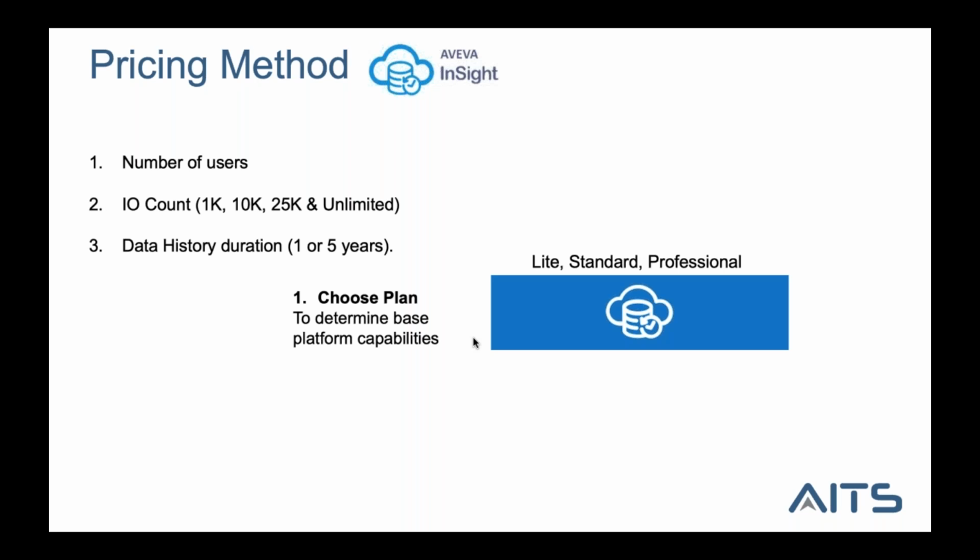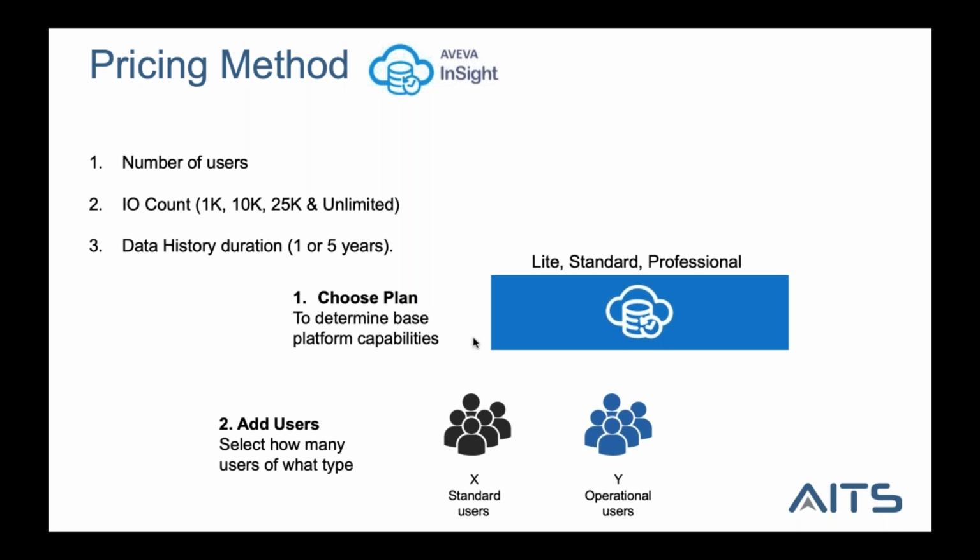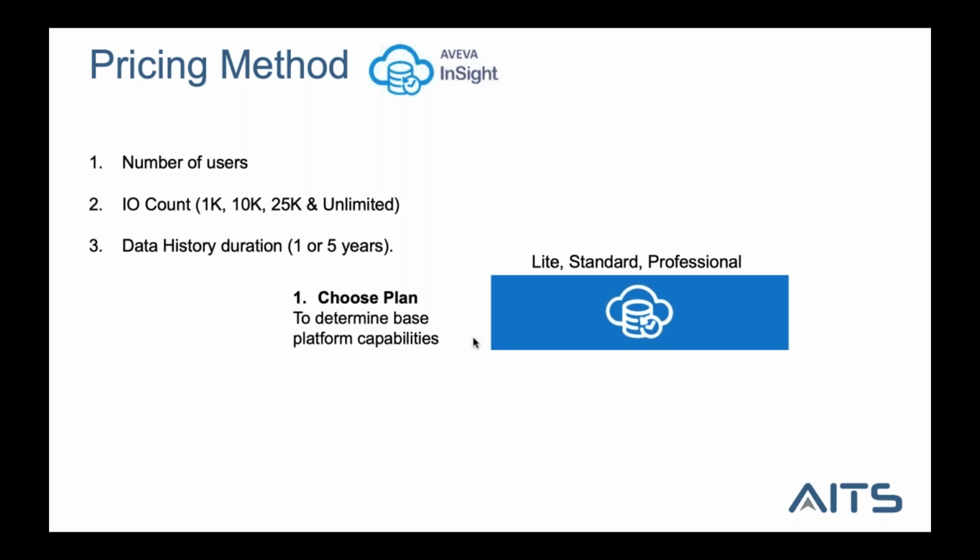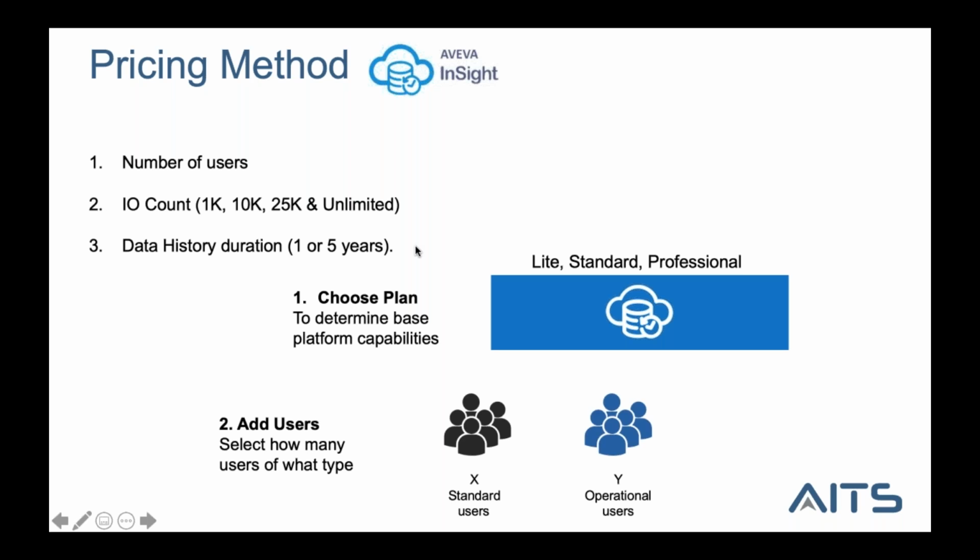Now, once you decide on the first 3 points, then you have to choose the plan. The plans are Lite, Standard and Professional. So Lite is 1,000, the Standard is 10,000, and Professional is 25,000. And when you choose and pick for how many years you want to historize the data, then you pick and choose the number of users assigned to the plan. So of course we have the standard, the operation, and the data modular users.